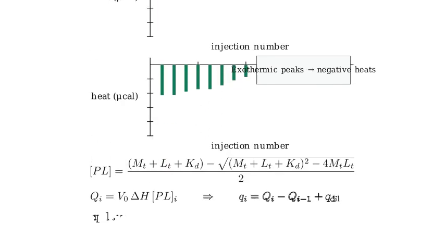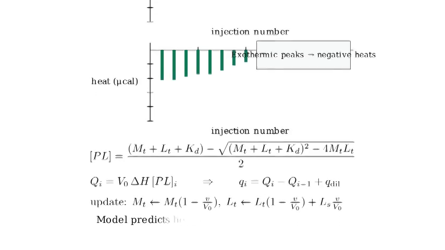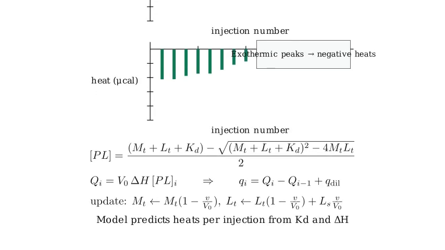The total heat in the cell equals cell volume times delta H times the complex. The heat of injection is the stepwise difference. We then fit Kd and delta H by minimizing residuals between measured and model heats.